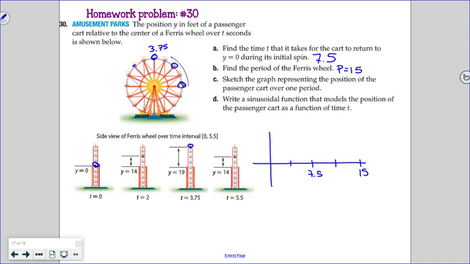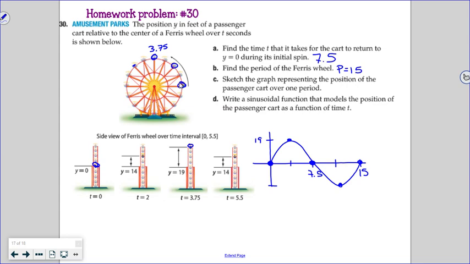As we start this, we start at 0. We go over 1, up to 19, right? That was the highest we were hitting here. And then back to 0 at 7.5 seconds, down to negative 19, back to 0. This would be one trip around the Ferris wheel. Drawn there? Yeah?